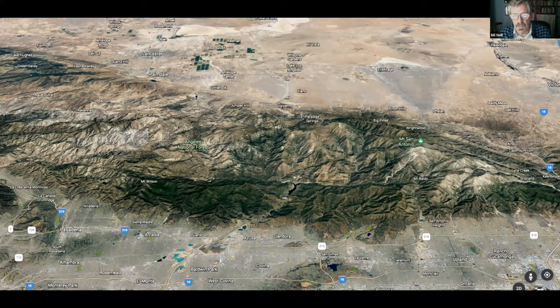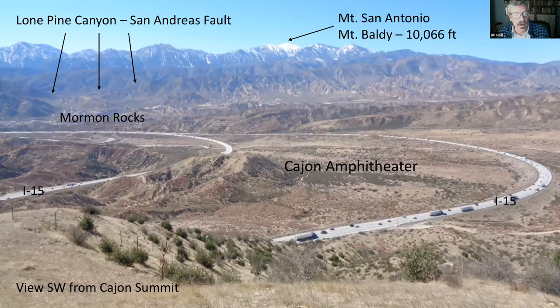Now I want to switch back. Here's our general area view again. I want to switch back now to Cajon Pass and talk about the very younger rocks. We have the Mormon rocks and another unit.